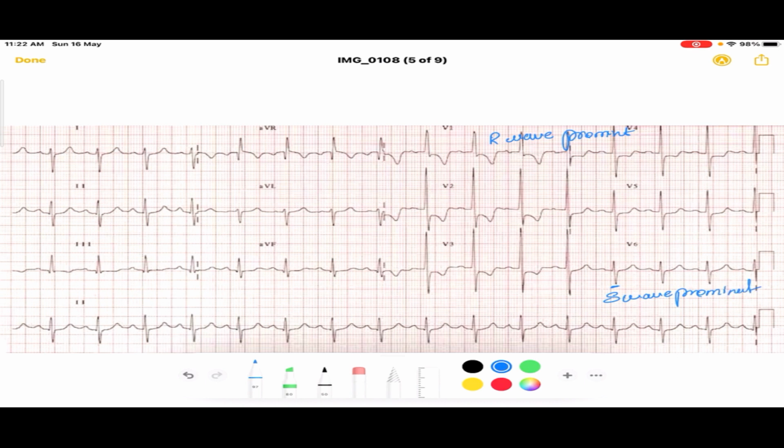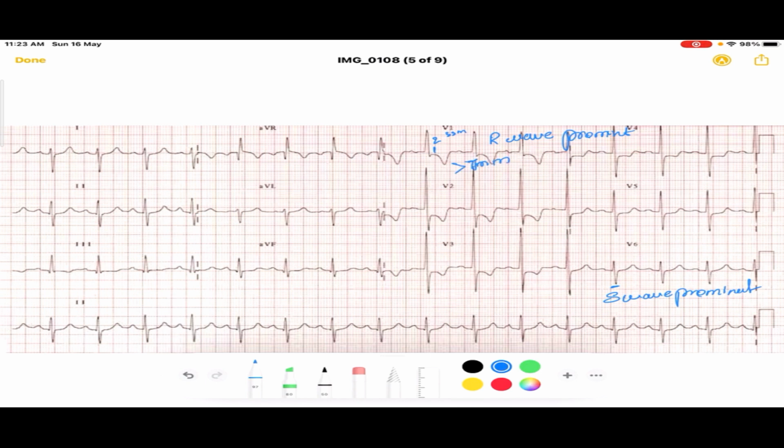Now let's count and see the boxes. Here it is 1, 2 large squares plus 3 small squares. So 2 fives are 10, plus 3 small squares is 13. So the R wave is more than 7 mm in V1. So it is right ventricular hypertrophy.